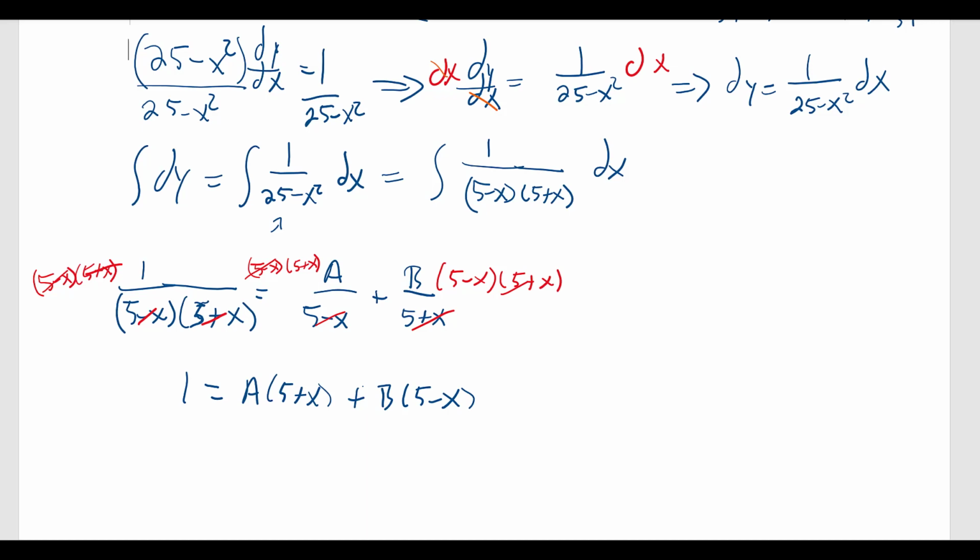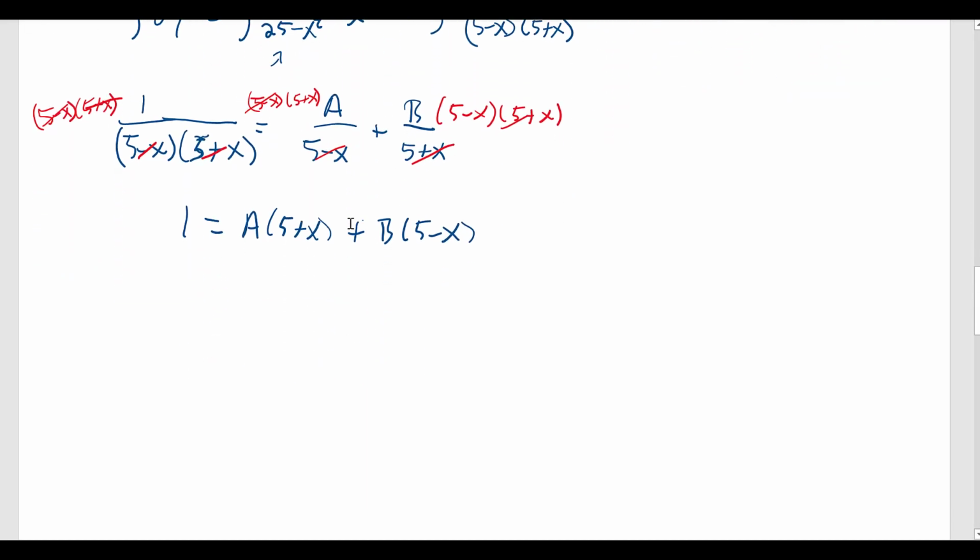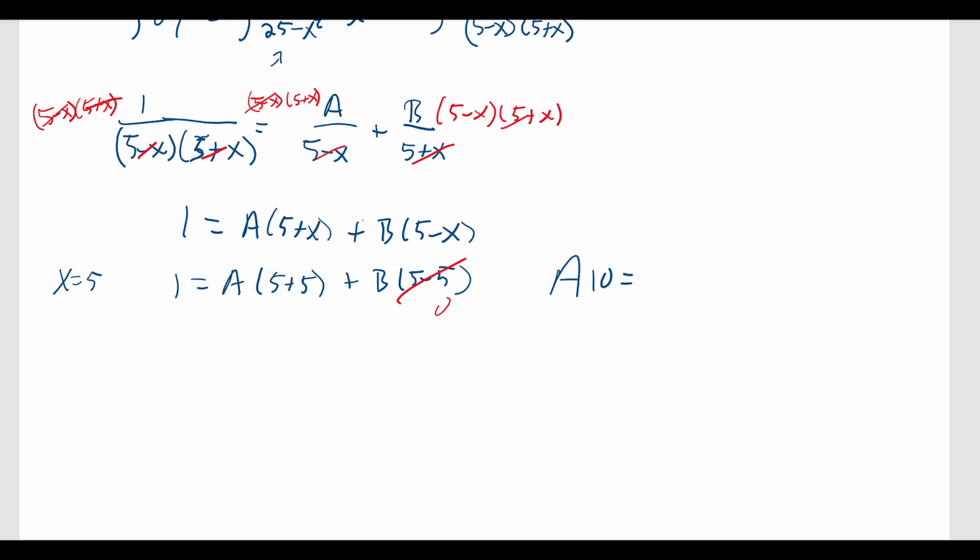So now you look at the two cases. This is again one way of doing it. One way to do it is to make one of these factors 0. So if x equals 5, you have 1 equals a times 5 plus 5 plus b times 5 minus 5. And so the second part is just 0. So that tells you that a times 10 equals 1. So a equals 1/10.